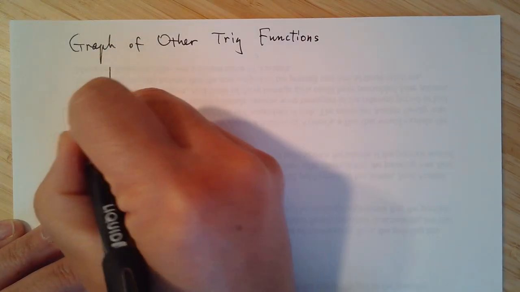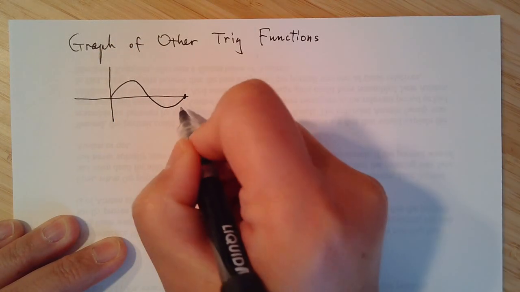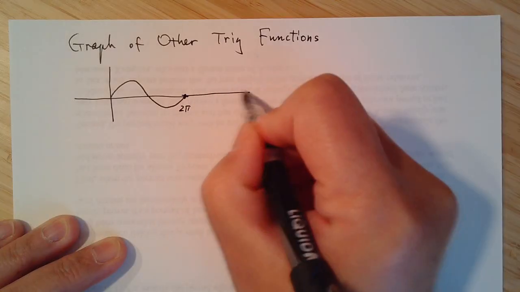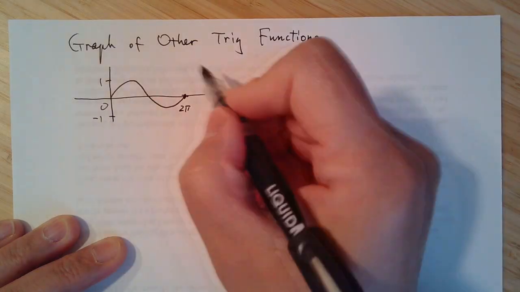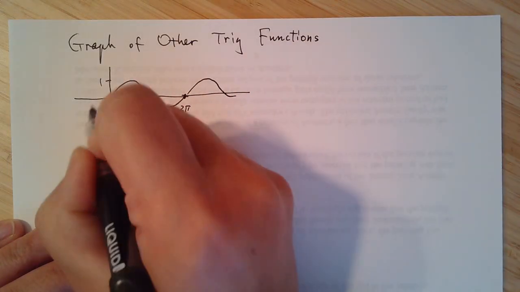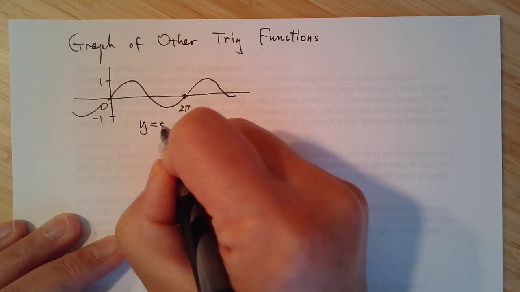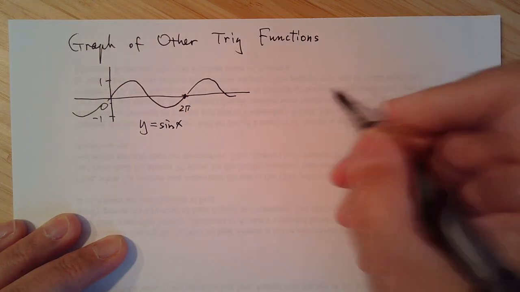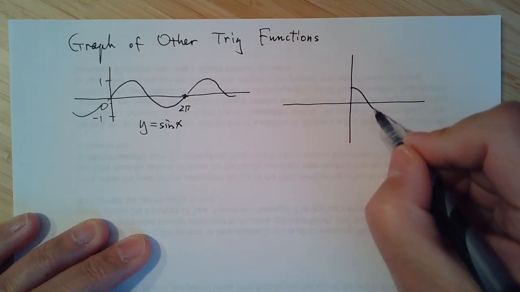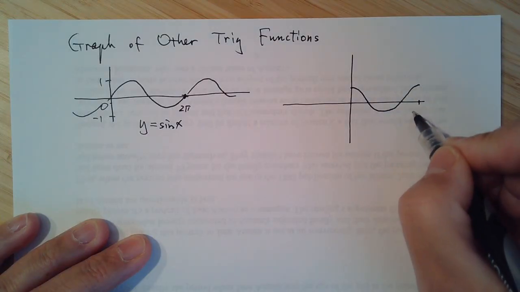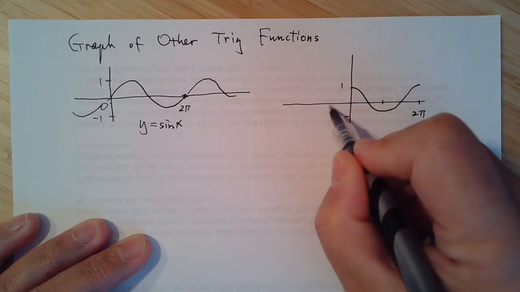If you remember, the sine function looks like this. Each period is 2 pi, and here's a 0, maximum 1, minimum -1, right? And it continues. So this is y equals the sine function, sine x. And the other one is y equals the cosine function. It looks like this. The period is also 2 pi, and here is 1, -1.